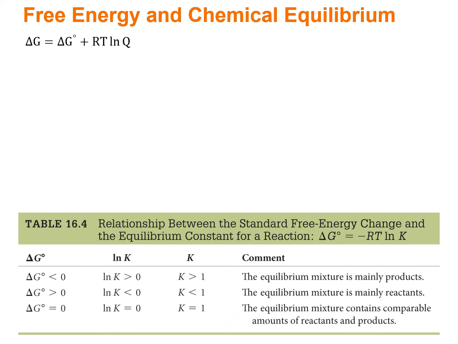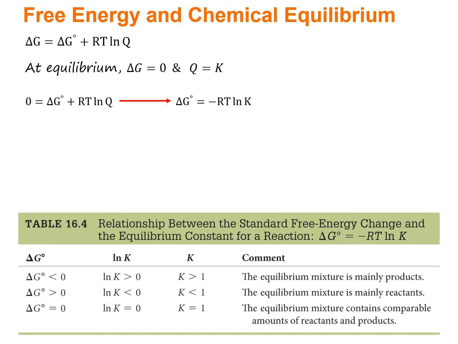So we've looked at delta G equals delta G naught plus RT ln Q. When we're looking at equilibrium, delta G has to be 0. And we also know that Q equals K at equilibrium. If we plug in Q equals K, and say 0 equals delta G naught plus RT ln Q, and then rearrange this, we end up with delta G naught equals minus RT ln K, which is one way that we can express delta G naught.